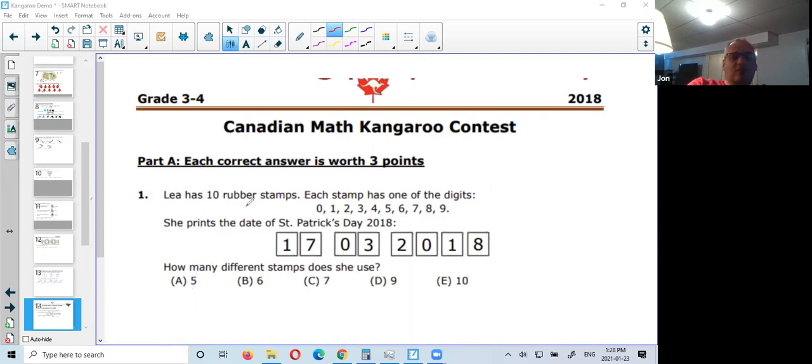Okay. Why? Each stamp is one of the digits, right? There's 10 stamps. She prints this. So how many different stamps is the question, right? So we can start counting.